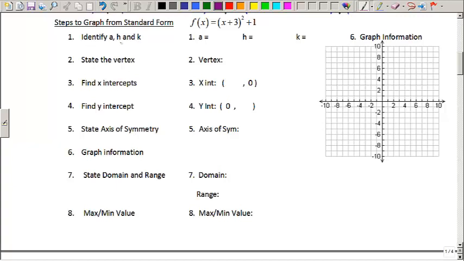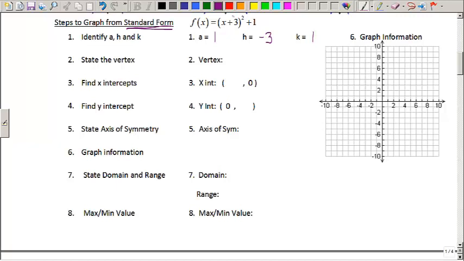So first step is to identify your A, your H, and your K. Notice that this equation is already in standard form. We will talk a little bit later about what to do when it's not in standard form, but in this case we're going to start from standard form. My A is the coefficient in front, which is 1. The H is -3, or the opposite of the inside, and the K is +1.